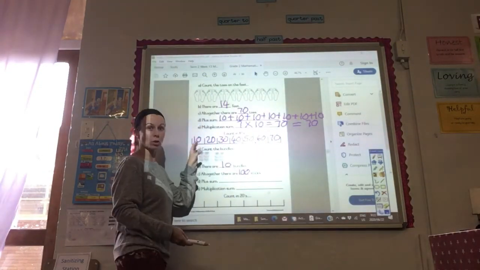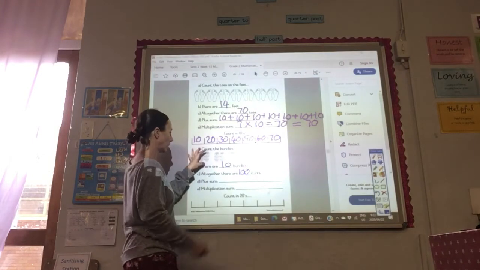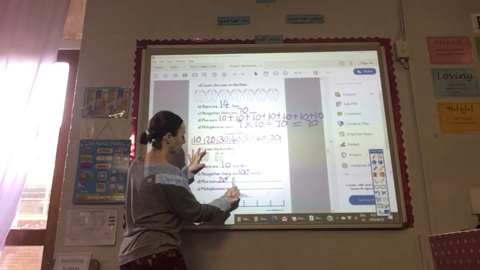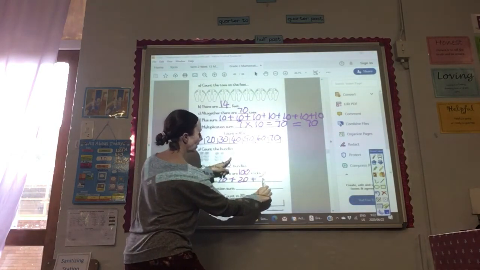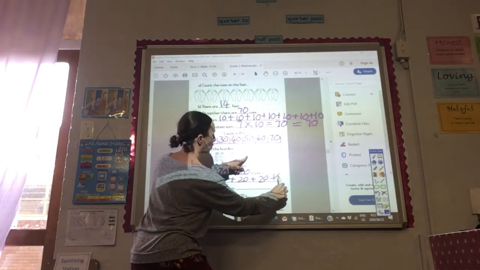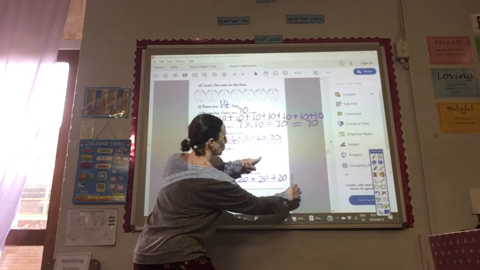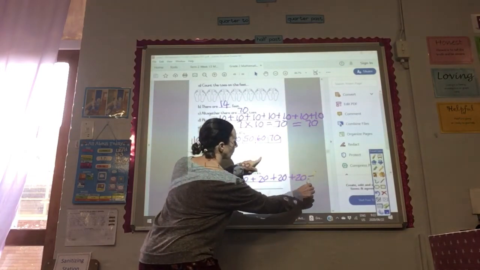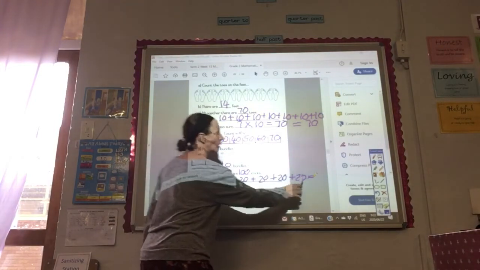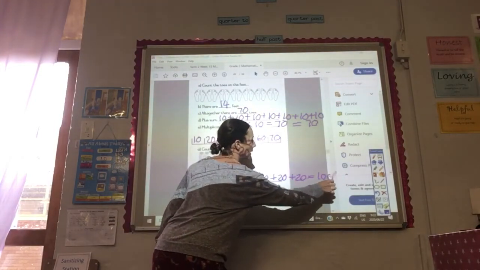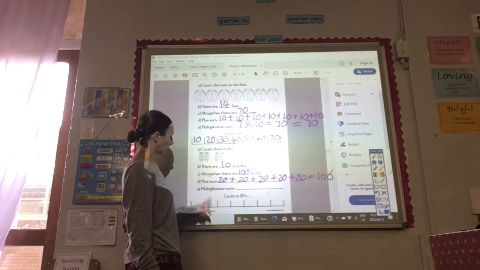Let's go. Let's do it in 20s and see how much shorter it would be. 20 plus 20 plus 20 plus 20 plus 20. And if we add them up, let's double check. 20, 40, 60, 80, 100. We will get to the same answer of sticks.